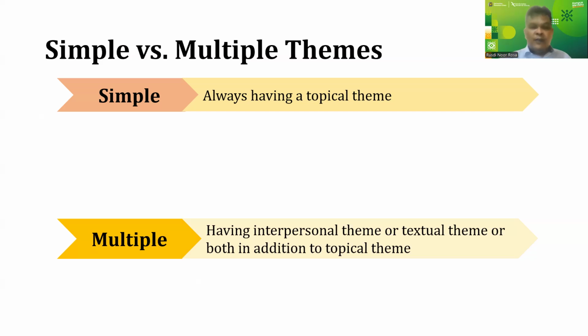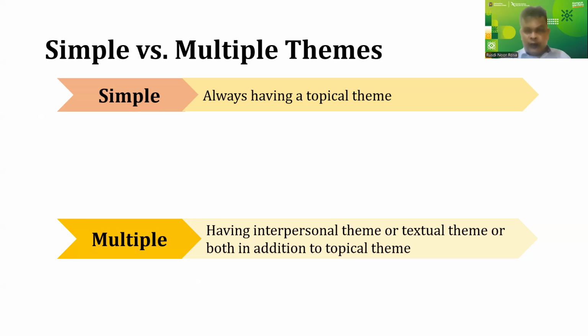Meanwhile, interpersonal themes and textual themes are not obligatory, they are optional. In other words, in one clause, you can find an interpersonal theme or a textual theme, or you cannot find them, because they are optional. However, if an interpersonal theme or textual theme is used in one clause, you can find that a clause can consist of more than one interpersonal theme or more than one textual theme. So it is different from a topical theme.